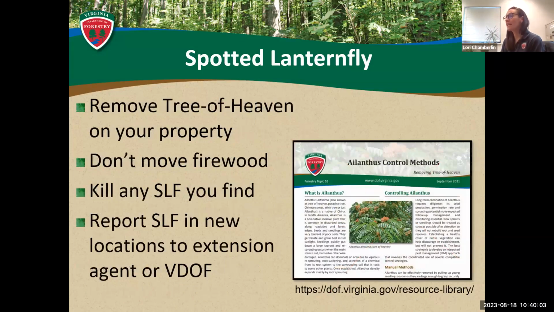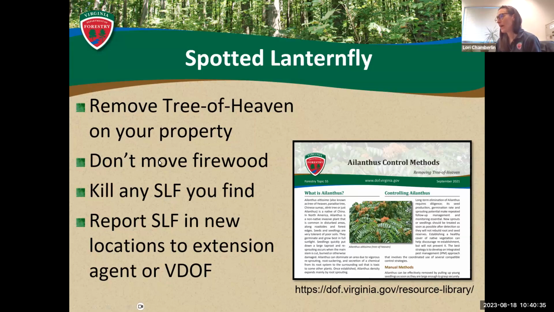This is also a great time to remove any tree of heaven on your property. Since tree of heaven is a preferred host, one of the best things we can do to suppress spotted lanternfly populations is just to get rid of that tree of heaven. And of course, you all know that just cutting down an ailanthus tree is not gonna solve the problem because they vigorously resprout. So we do recommend using some herbicide. And we have a couple of publications on our website for different ways to control ailanthus.